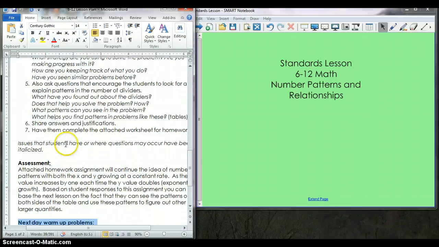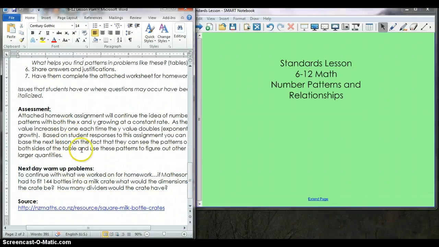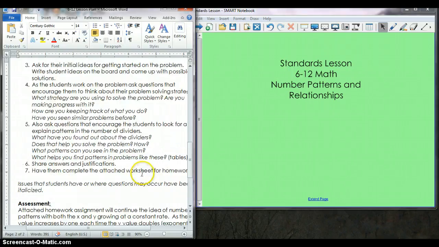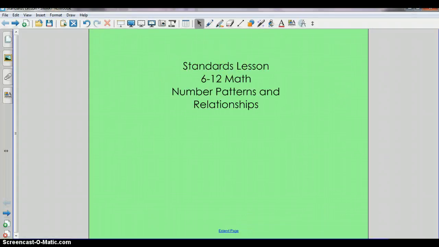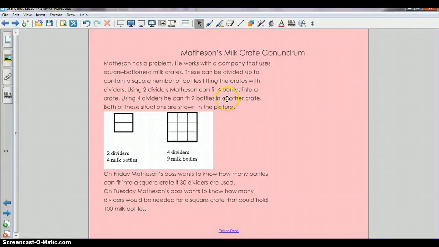You can feel free to read it to the full extent later. And this is our source. We basically modified the question to fit this example a little bit better. So here on the Smart Notebook, this is a worksheet that we'll give the students. It's called Matheson's Milk Crate Conundrum.